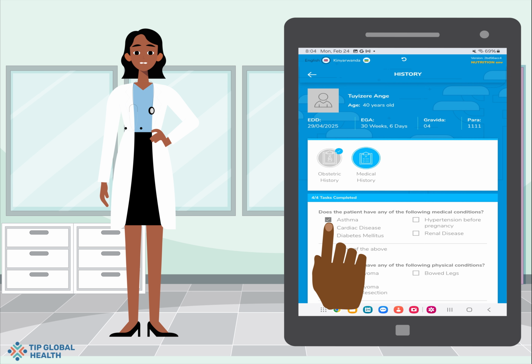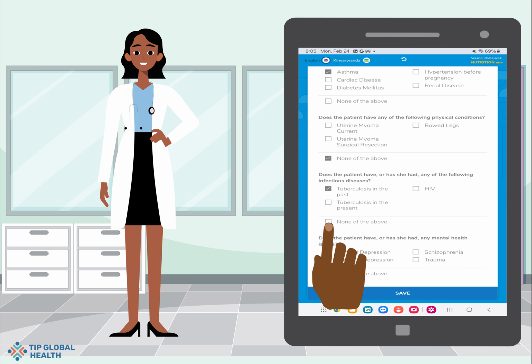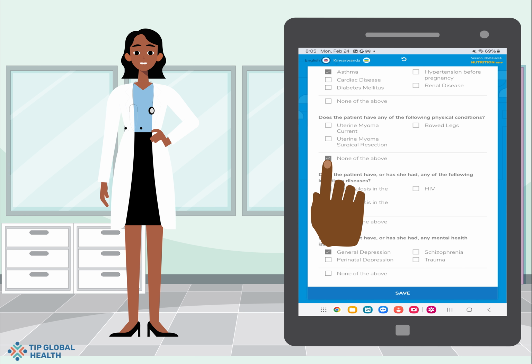Next, we document Ange's other medical conditions. Has she had any of these chronic conditions before? Yes, she's had asthma. Does she have any of these physical conditions? No, she has none of these. Has she ever had an infectious disease before? Yes, she's had tuberculosis in the past. Has she had any general depression in the past? Yes, she has.